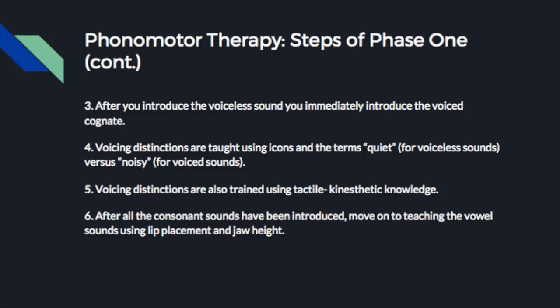Step 6, after all the consonant sounds have been introduced, then you'll move on to teach the vowels using lip placement and jaw height. Say a sound, and I want you to first watch me and listen to me, but don't say anything yet, okay? Okay. What is my mouth doing? It's closed and then it opens. Good. So first, my mouth is closed and then pops back open and air comes out.